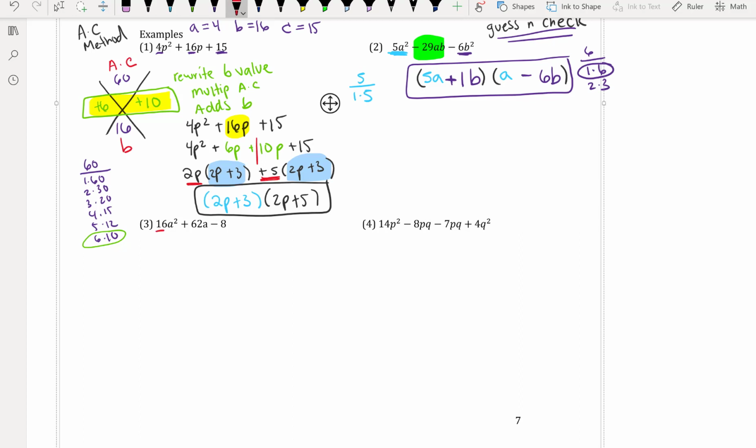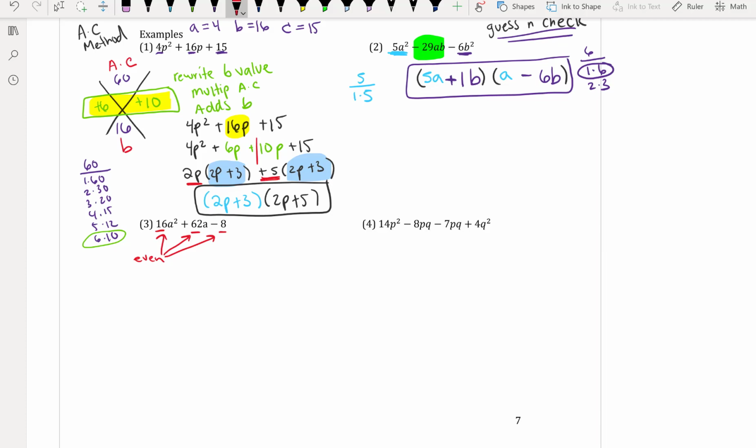I see that I have a 16, a 62, and an 8. All three of those numbers are even. So that tells me that at the very least I have a GCF. So it looks like it can be 8. Let's see. 62 divided by 8. I just plugged that into my calculator and that's a decimal, so that's not good.